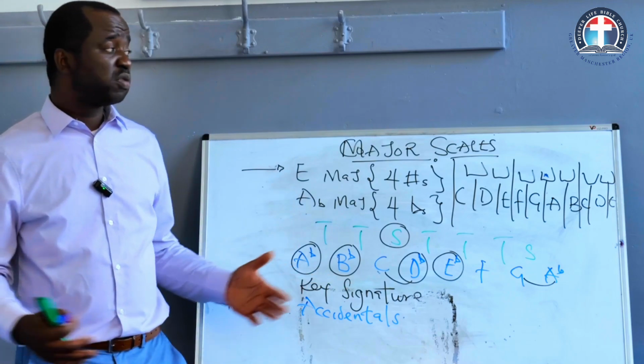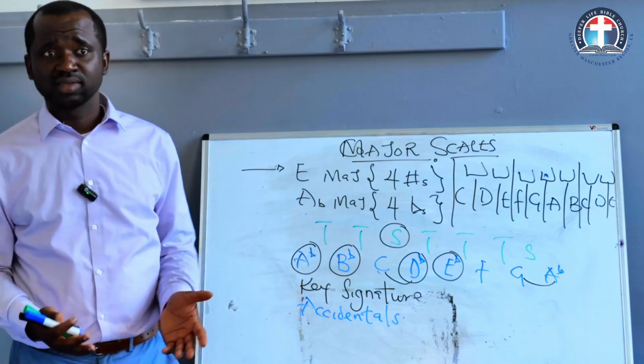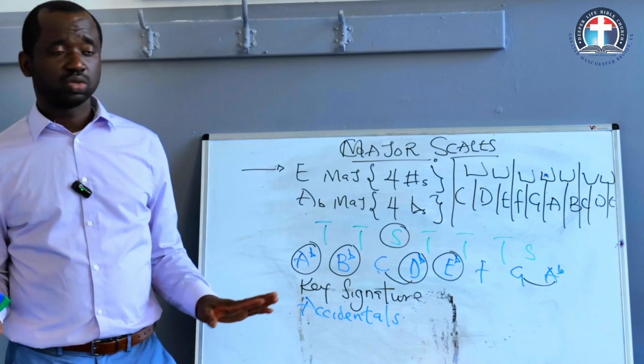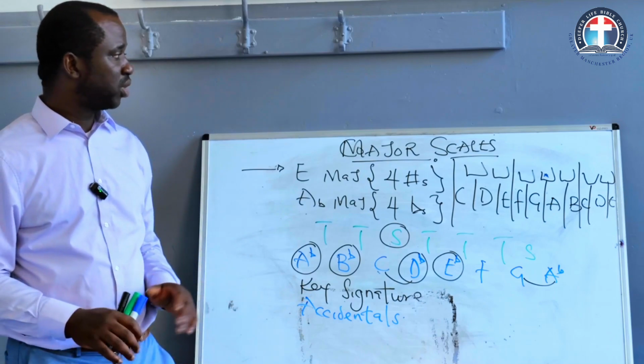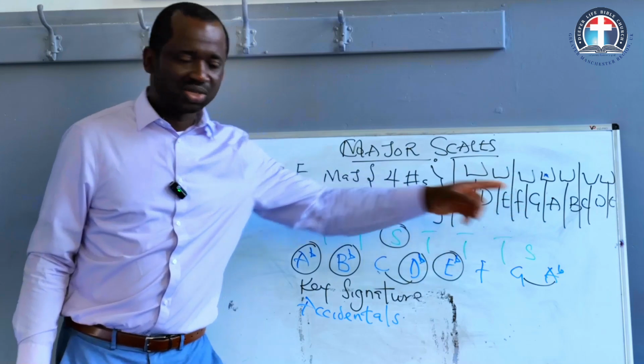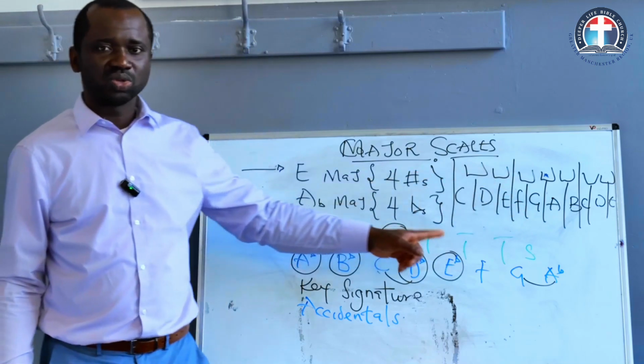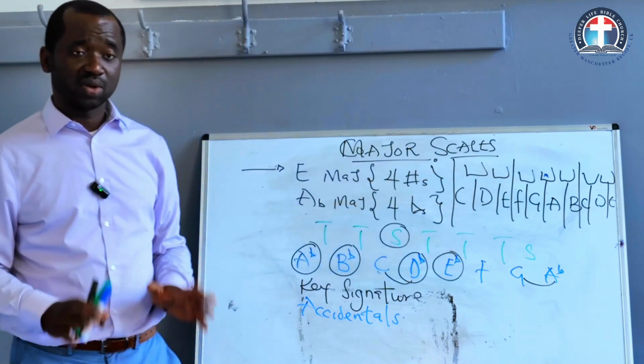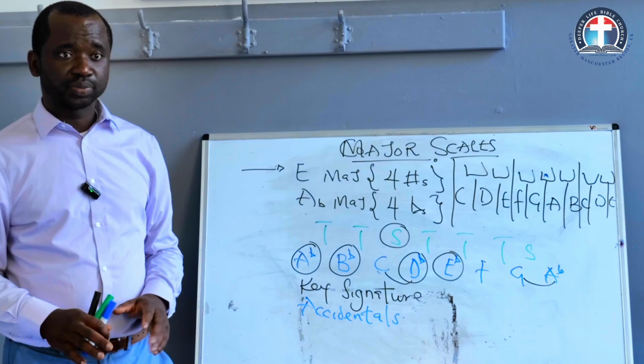You can also even be asked ascending or descending. All these things you should be at home with them. But what you need to know is, by now you should know your keyboard sketch. You should know your tone, tone, semitone, tone, tone, tone, semitone. Is that okay? All right?